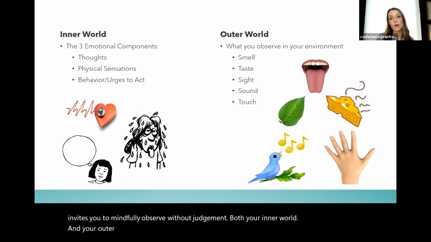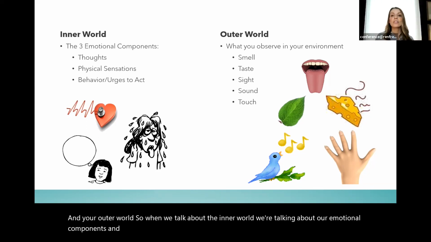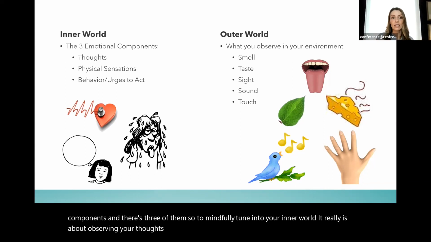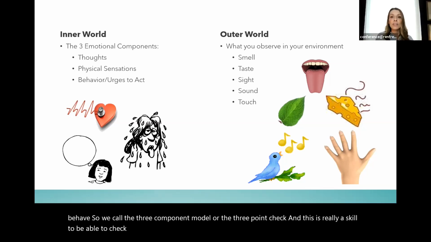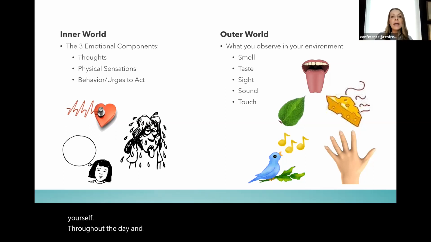So when we talk about the inner world, we're talking about our emotional components, and there's three of them. To mindfully tune into your inner world, it really is about observing your thoughts, your physical sensations, and your behaviors and your urges to behave. So we call this the 3-component model or the 3-point check. And this is really a skill to be able to check in with yourself when you're feeling an emotion, or check in with yourself throughout the day and ask yourself, what am I experiencing right now? Can I describe it?